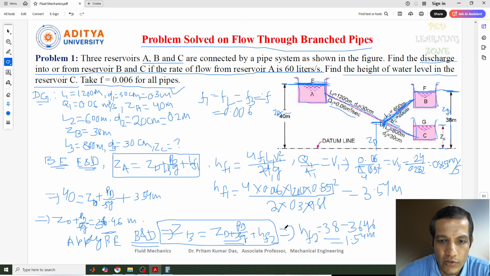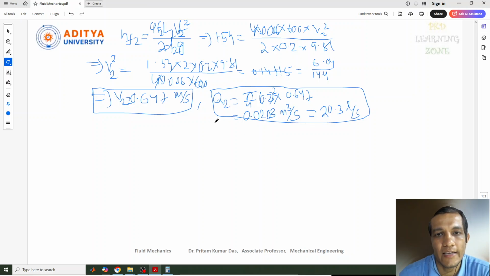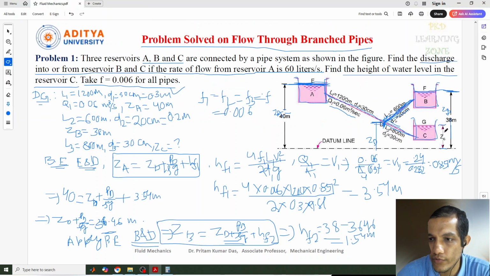Previously also we calculated the discharge value; there the discharge was given and we calculated the velocity. Now the discharge we have calculated. Okay, this is the second one. For the third one, we need to calculate the discharge as well as the ZC value, this ZC height.